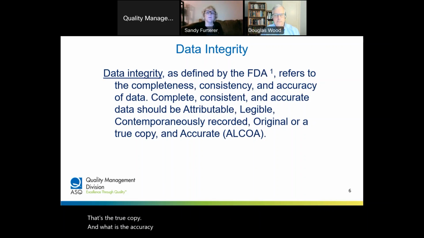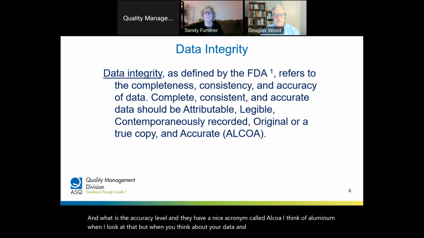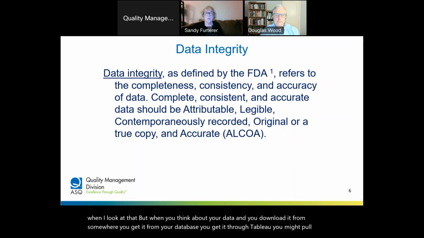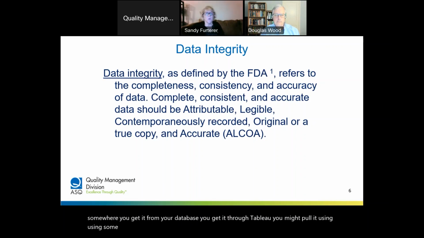And they have a nice acronym called ALCOA. I think of aluminum when I look at that. But when you think about your data and you download it from somewhere, you get it from your database, you get it through Tableau, you might pull it using some type of Python or something like that.